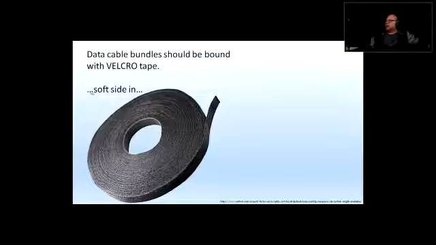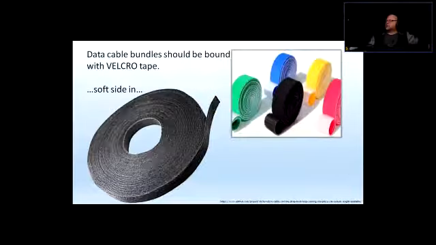Right, and it says soft side in. The Velcro has that soft side, and it has those plastic sort of hooks, kind of little tiny hooks there. So it's not going to make that huge a difference if you use it the other way, but the more comfortable you make the category cable, the better for you, right? And for the cabling. All right, now this Velcro comes in many different shapes and forms, sometimes wider, sometimes narrower.